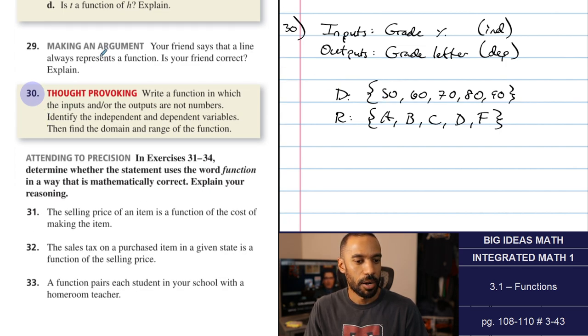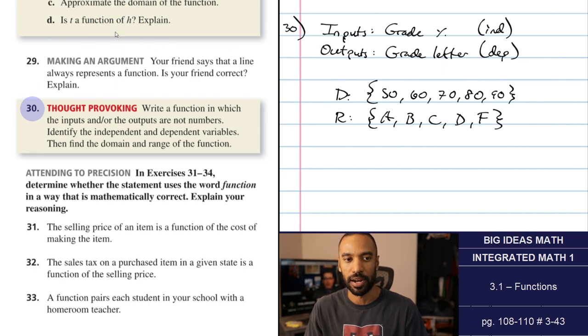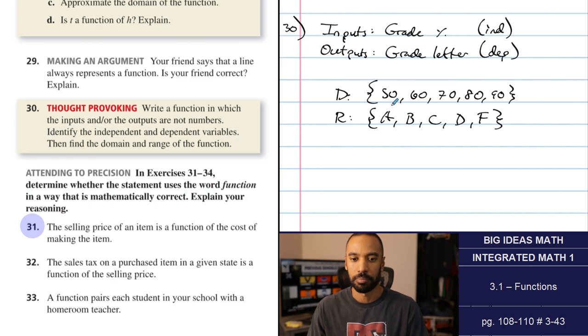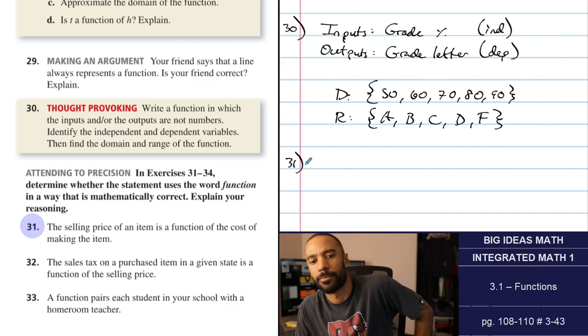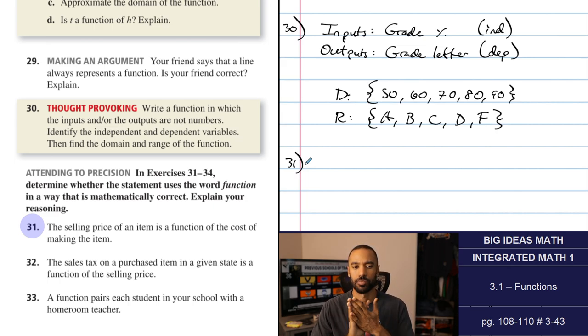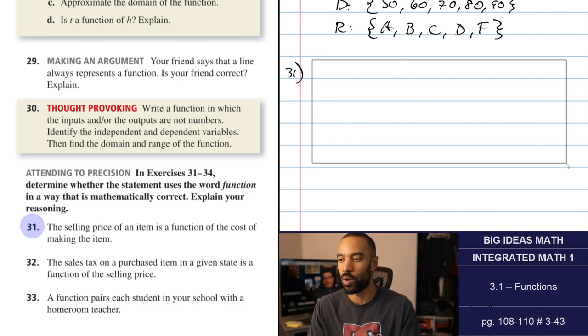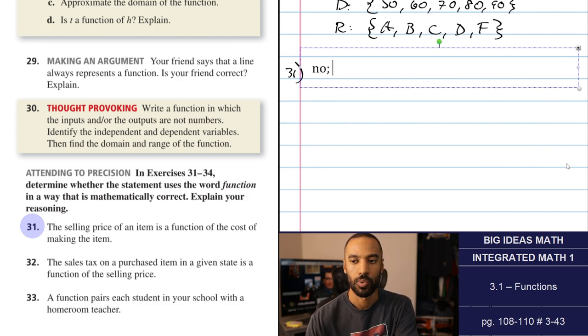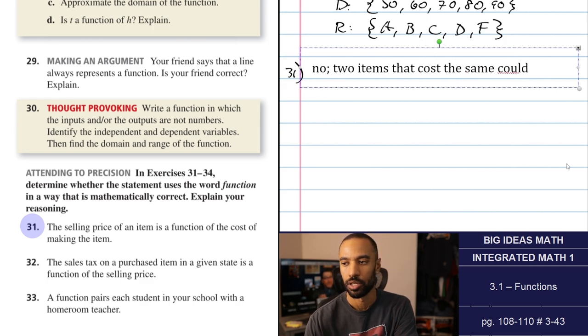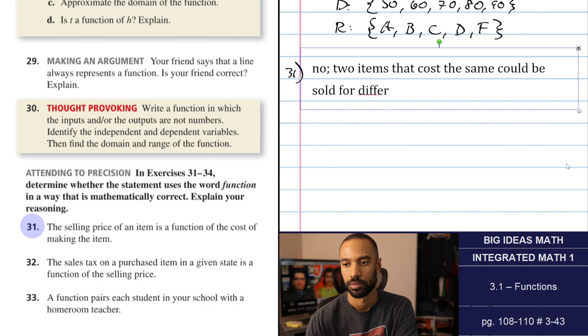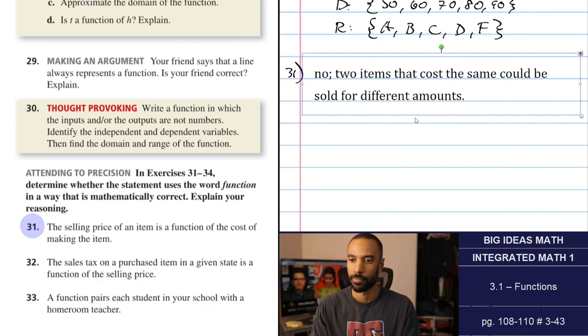Numbers 31 to 34, determine whether the statement uses the word function in a way that's mathematically correct. Explain your reasoning. The selling price of an item is a function of the cost of making an item. You could make an item for the same cost here, and you could sell them for different amounts. So that doesn't make sense for that one. Oh, this is just one problem. So number 31, no. Two items that cost the same could be sold for different amounts.